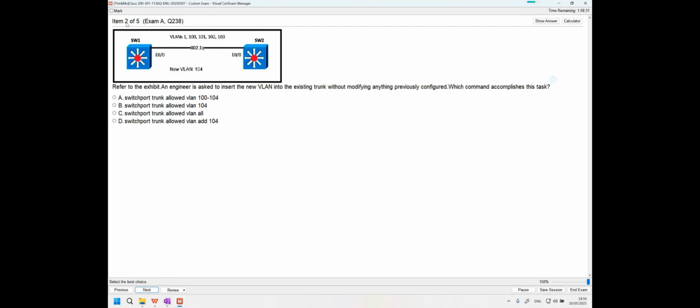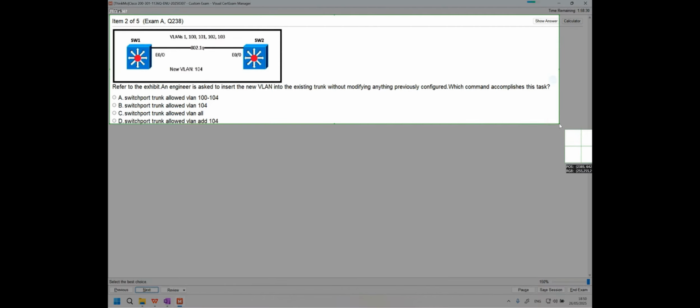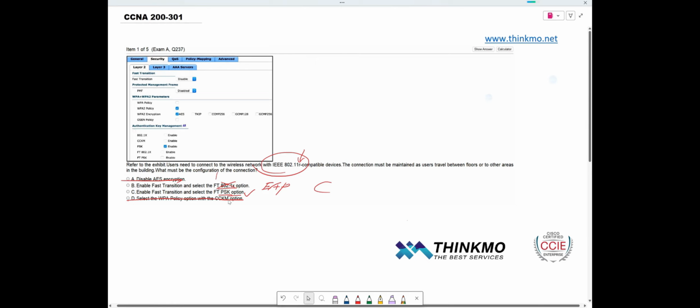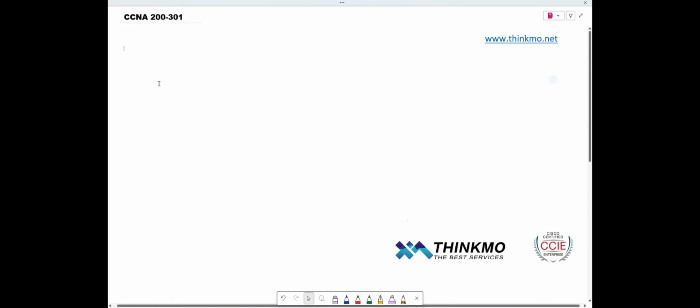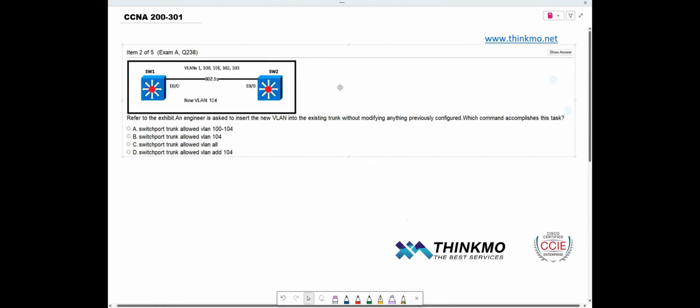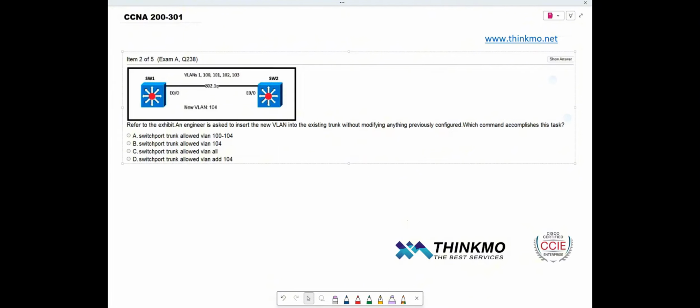Alright, let's look at the second question. The second question says, please refer to this diagram. And then it says that as engineers, without modifying the existing configuration, we need to add a new VLAN. There's a newly added VLAN 104, and we insert this new VLAN into the existing trunk link. This is testing the configuration, and the operation method is as follows.